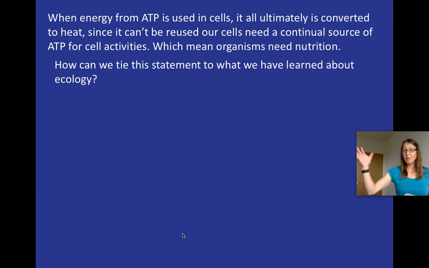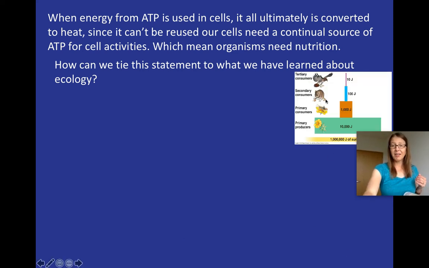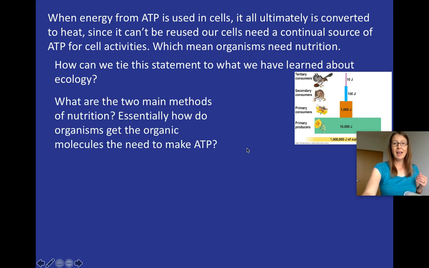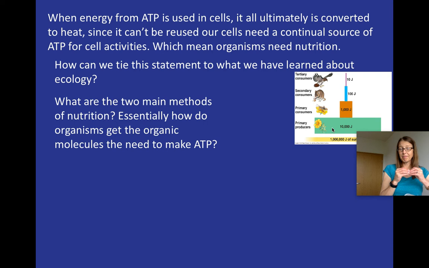Okay. So thinking back to all this and what it means for ecology, we can tie this statement into what we know about ecology, right? So here's our food or our energy pyramid, right? And what are the two main methods of nutrition? You have autotrophs and heterotrophs. Well, the autotrophs down here, these guys take sunlight and carbon dioxide to make sugars. And then they use those sugars in cell respiration. They break those down to make ATP. Okay. We just eat food and break that food down to make ATP. They make their own food first in photosynthesis and then break that down.